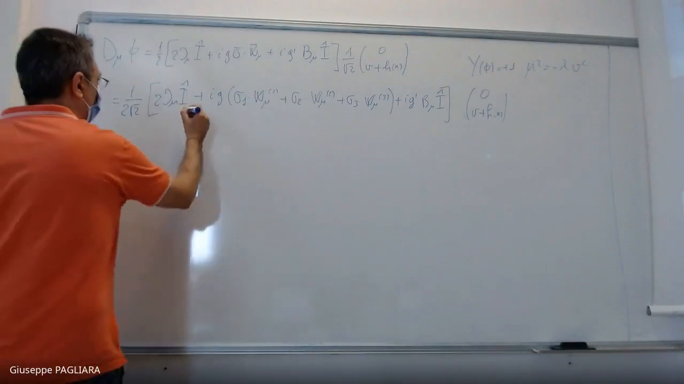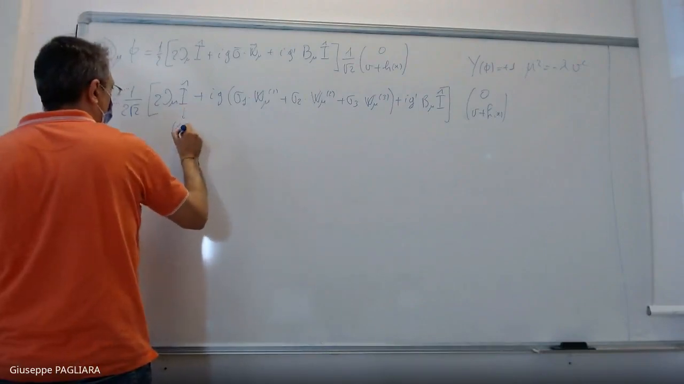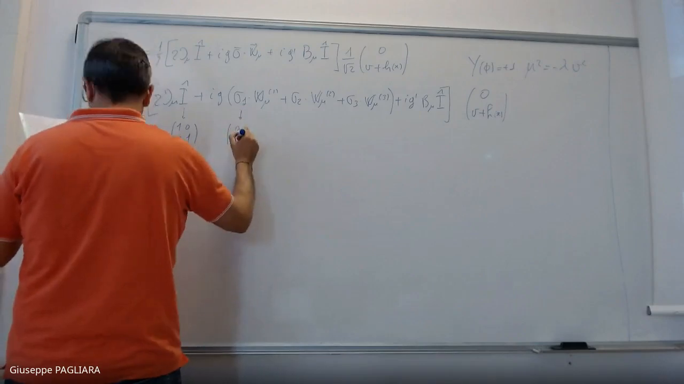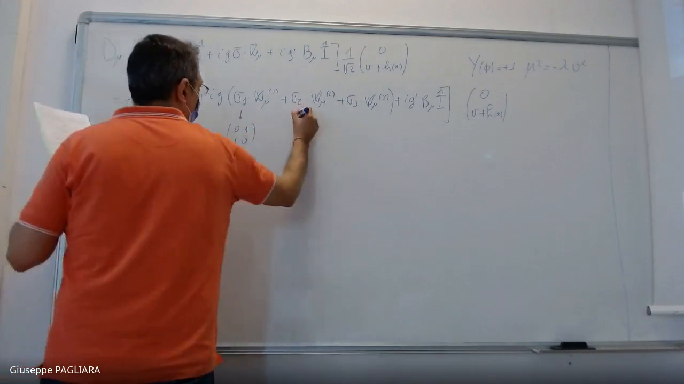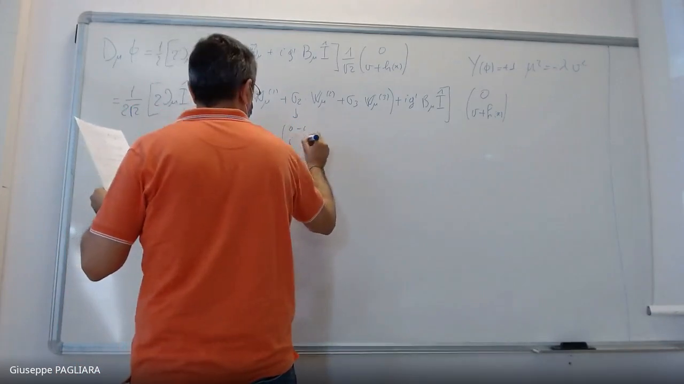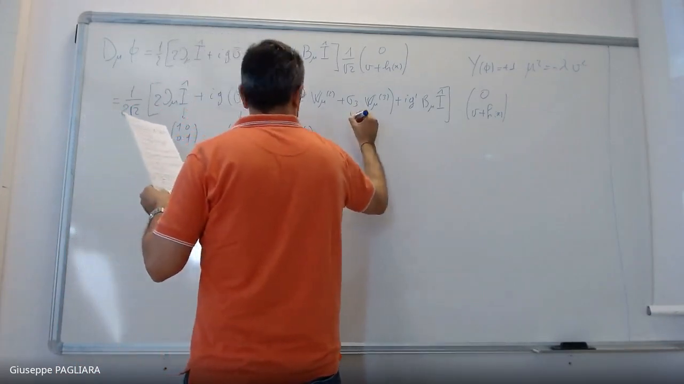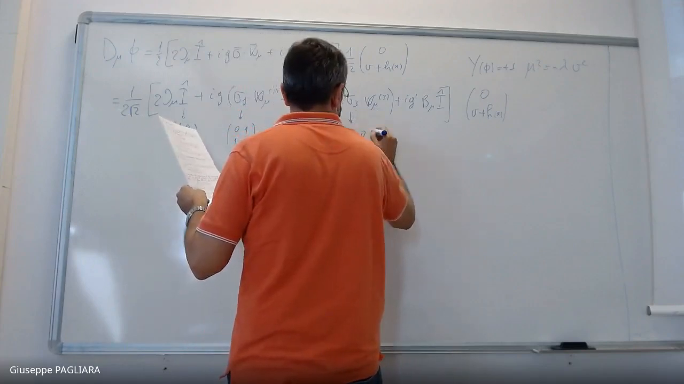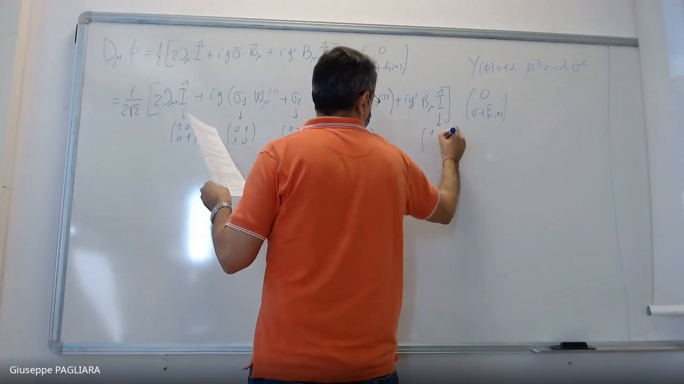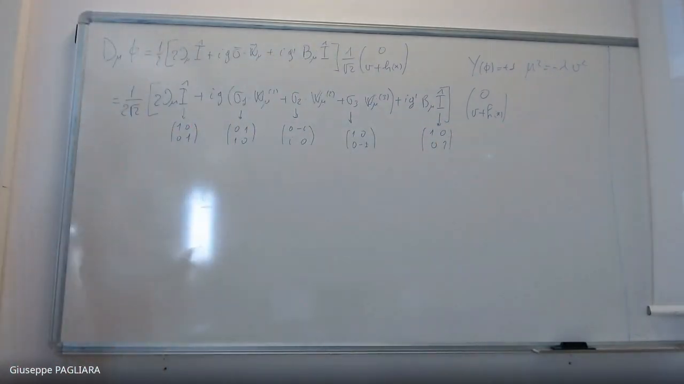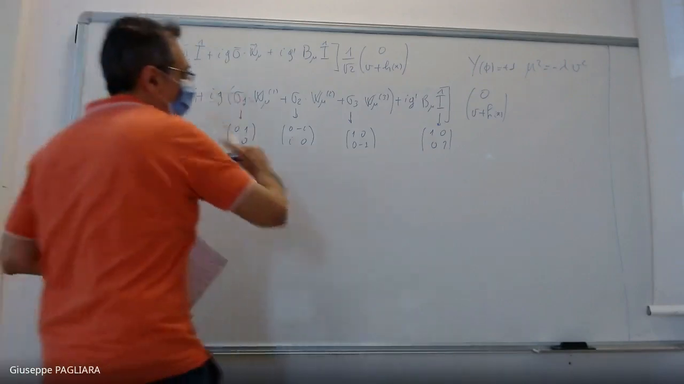So, to make it explicit, this is 1, 0, 0, 1. It is 0, 1, 1, 0. This is 0, minus i, i, 0. This is 1, 0, 0, minus 1. And this again 1, 0, 0, 1. So let's now work out all this.